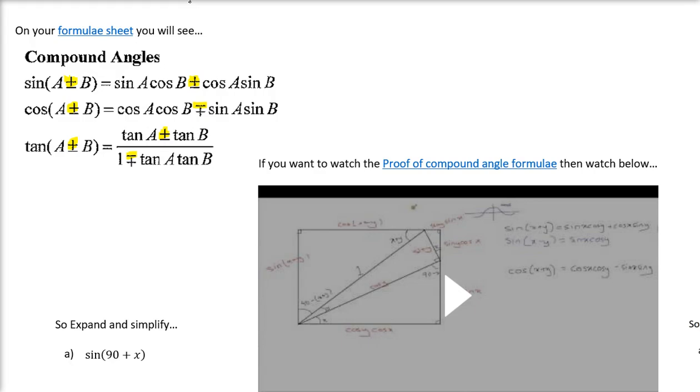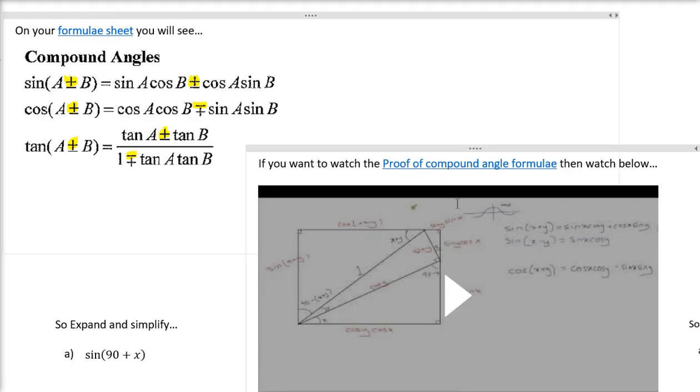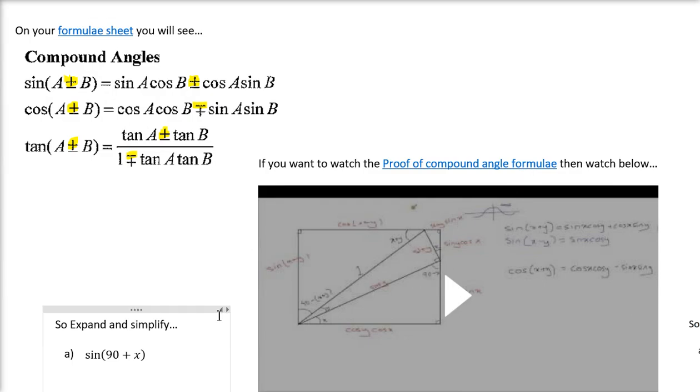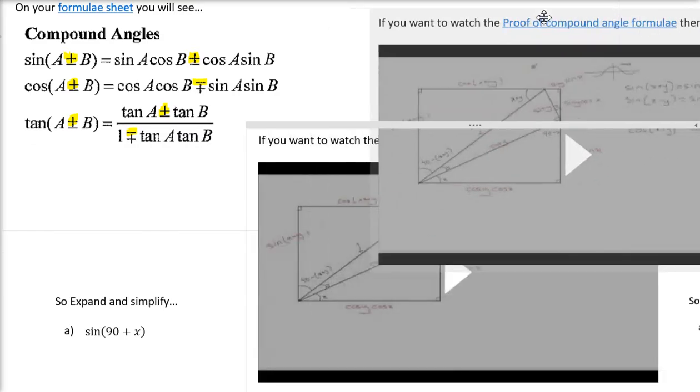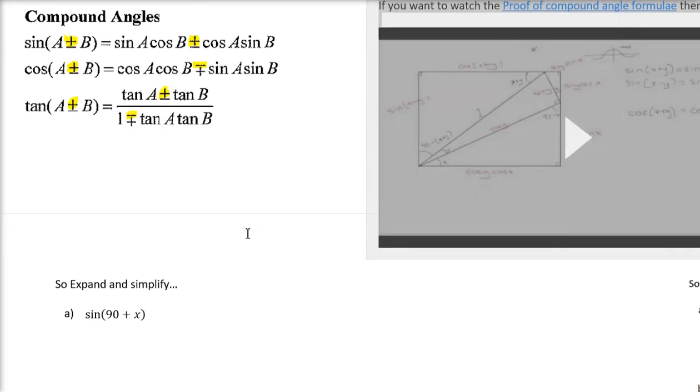Now, if you want to know where it comes from, if you go to this page in OneNote, and I'll show you where that page is, I'll share it onto the team. You can go and watch the proof here. So this guy explains it. Otherwise, what we really need to be able to do is actually just use these compound rules.